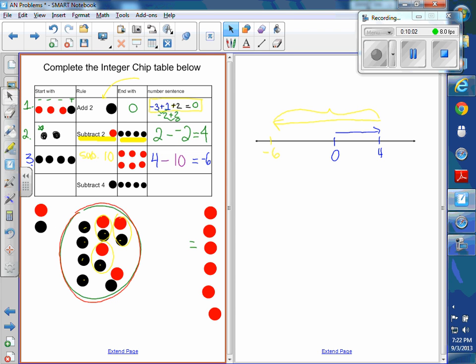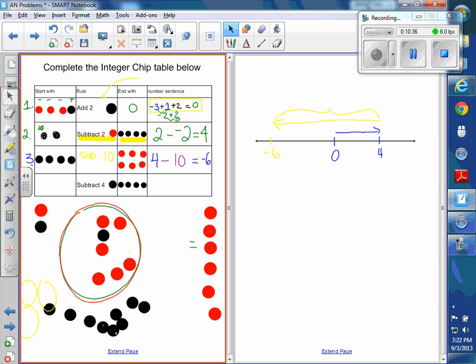Another 0 in. And another 0 in. And now I have 8, 9, 10 positives that I can subtract out. And when I take those 10 positives out, I'm going to be left with all negatives. And I've got the 6 negatives.